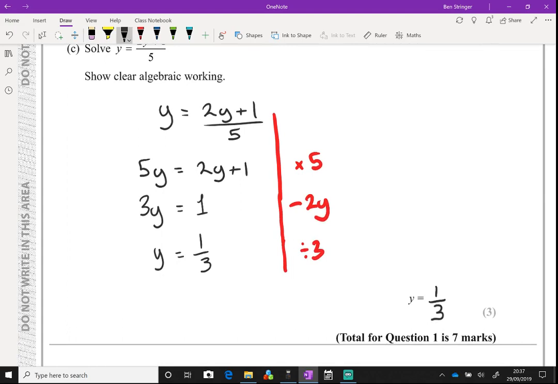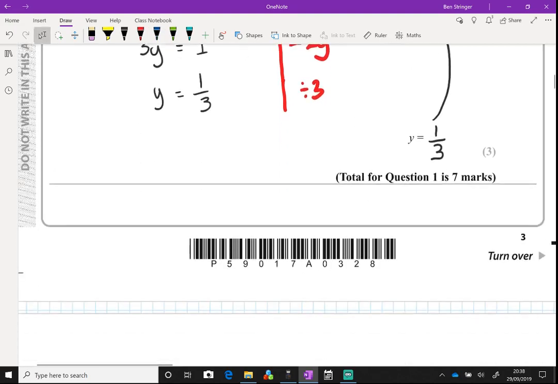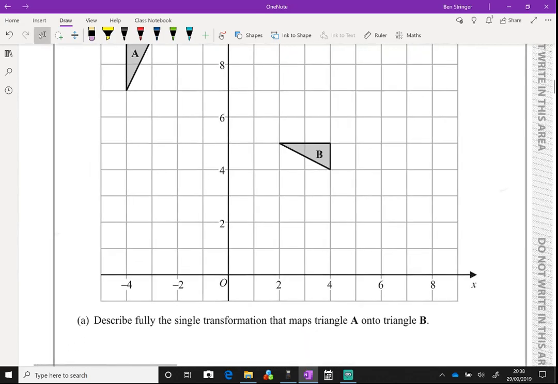And if you want to, you can put a third back into here. You should get a third equals 2 times a third, which is 2/3, and then do 2/3 plus 1, which will be 5/3, and then 5/3 divided by 5 is 1/3. Of course, you can check that with a calculator. Now onto your next page.